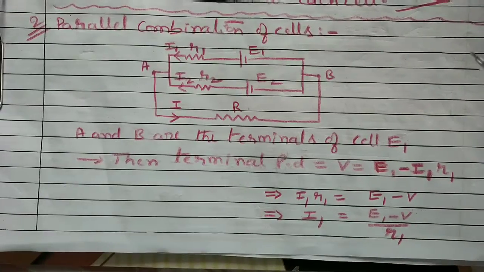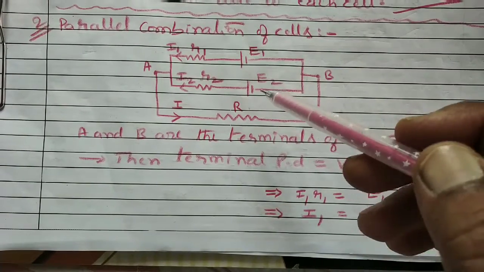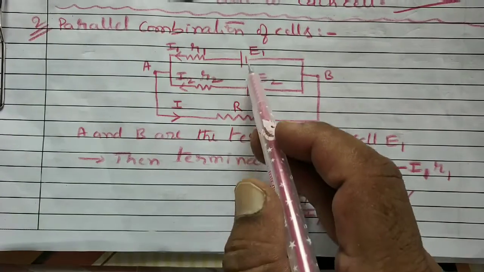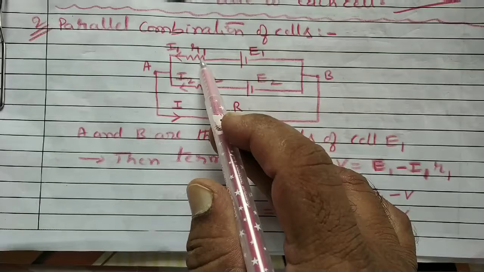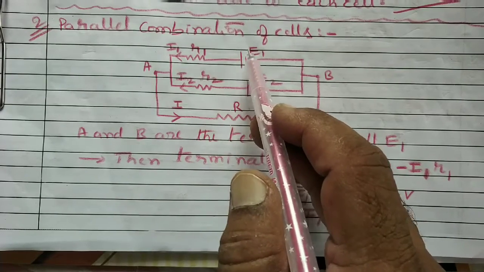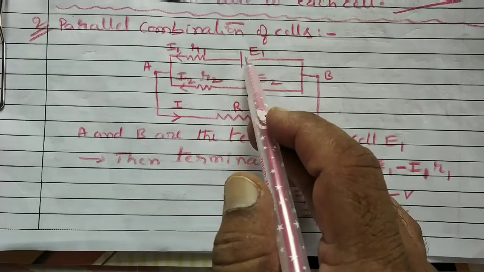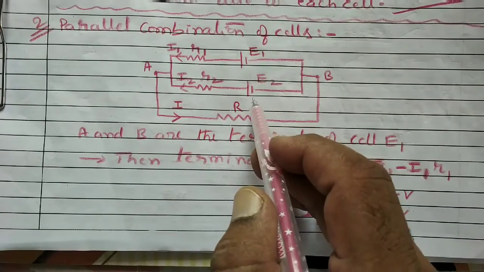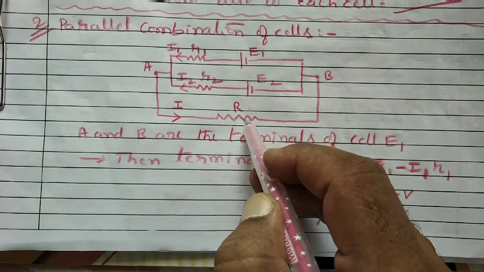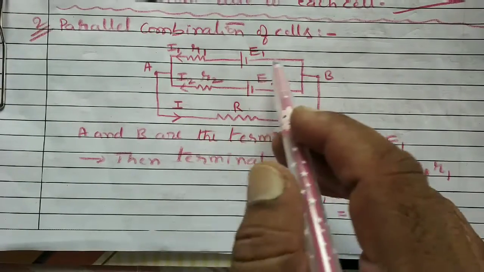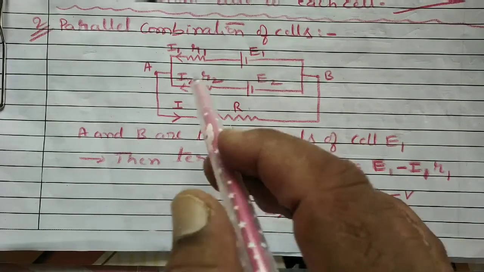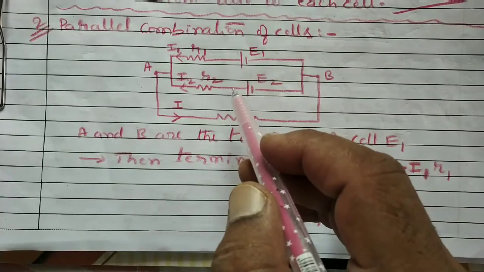Dear students, here there are two cells which are connected in parallel between the terminals A and B. This is cell E1 whose internal resistance is R1, and we know internal resistance is shown in series with the cell, so it is shown with the cell, and the terminals of the cells are A and B. Similarly, cell E2 is also present between A and B only, and the external resistor, big R, is also present between A and B. All three elements, cell E1, cell E2 and the external resistor, are present between A and B. This is called parallel combination.